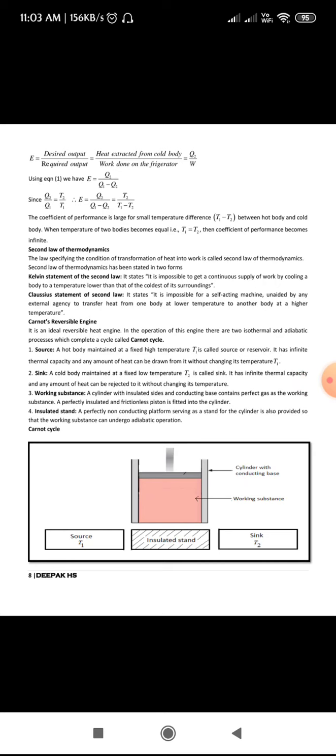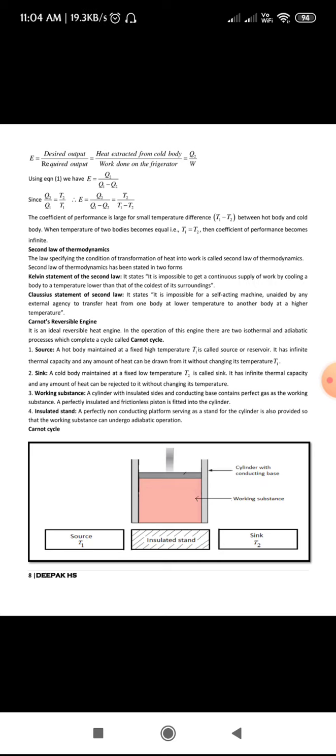Next, coming to the sink. The sink is nothing but a body which is maintained at a lower temperature. However much heat you give to the sink, the temperature of the sink remains constant, it doesn't change. Whatever the amount of heat rejected to the sink, the temperature remains the same, that is T2. Next, you have an insulated stand, and a cylinder with insulating walls and a conducting base. So these were the components of this Carnot cycle.